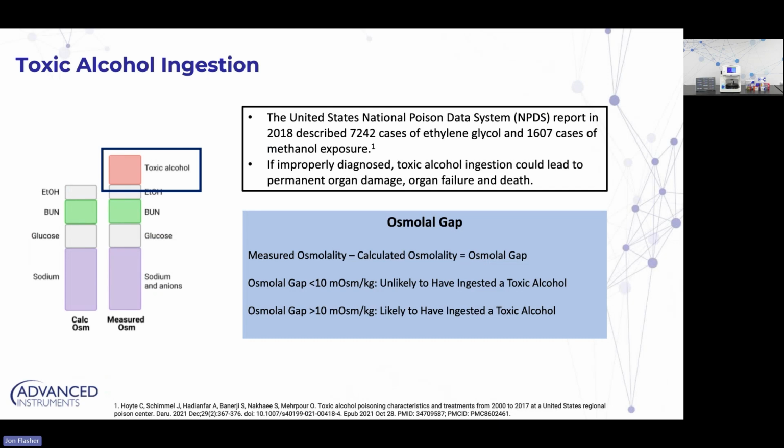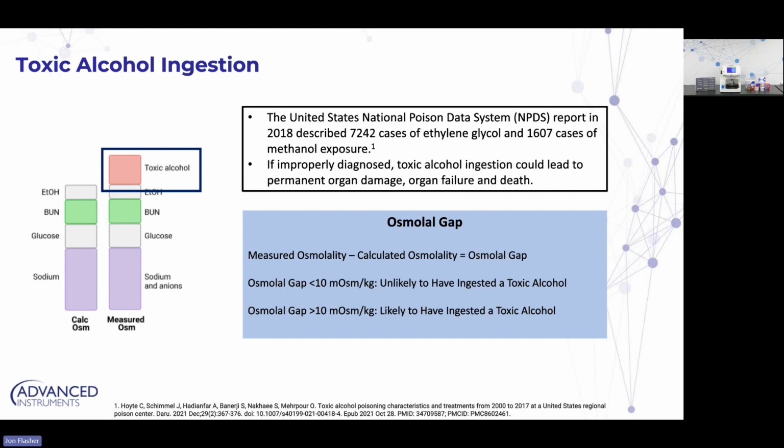What are some of the things that it helps with? I think the most critical thing that it helps with is toxic alcohol ingestion. And I'm not talking about ethanol. I'm not talking about somebody who went to the bar and has had a few too many drinks. We're talking about toxic alcohols like the example I used in the opening slide, diethylene glycol, methanol, isopropanol, something like that. So in the U.S., and this data is a little bit old, according to the National Poison Data System, there were about 7,242 cases of ethylene glycol poisoning and 1,607 cases of methanol exposure.